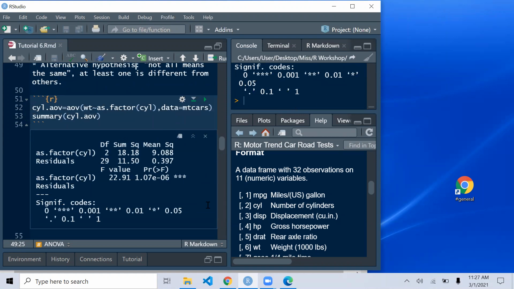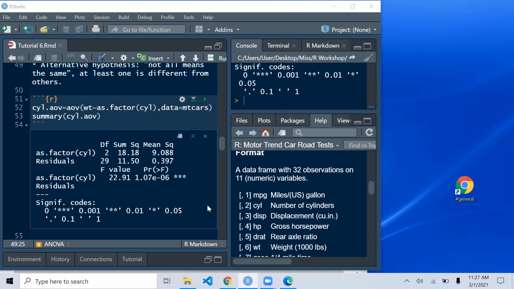Okay, so what's the conclusion from looking at this table? Does anyone know? Am I going to actually reject the null hypothesis by looking at this table? What's the p-value that you guys see? There's no shame in answering wrong. Yeah, exactly. 1.0 to the -6.